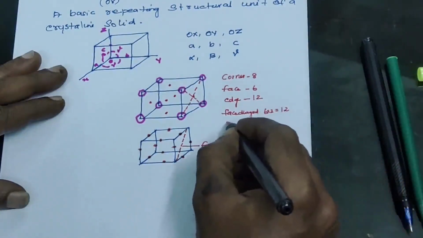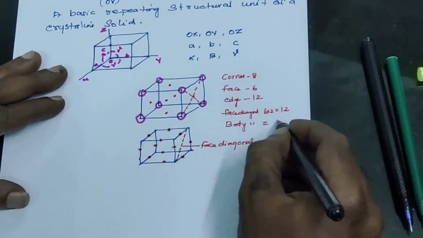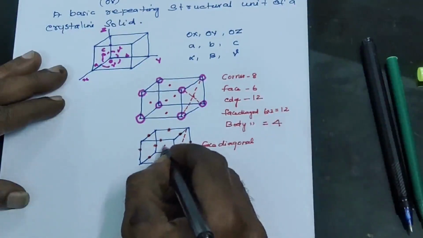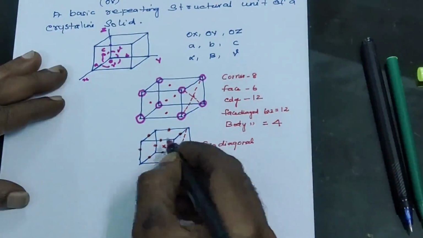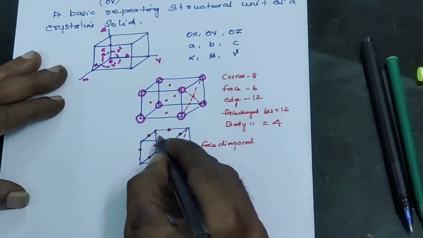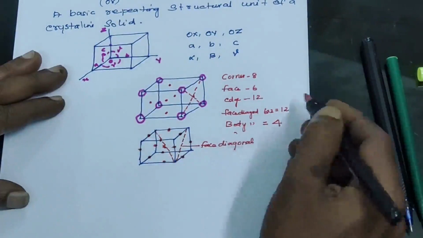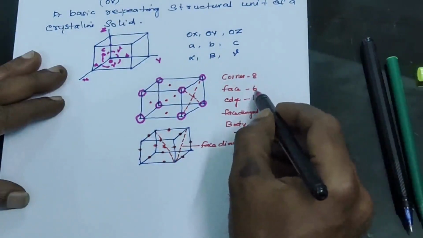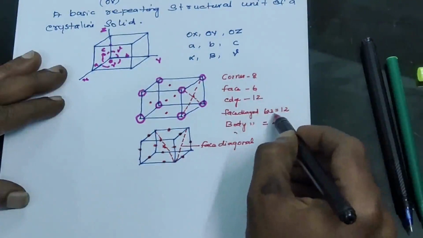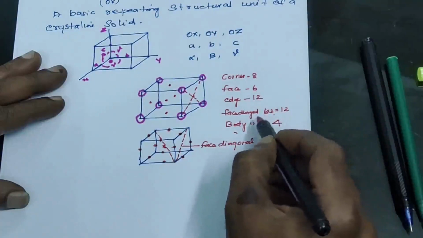Then body diagonal. Total body diagonals 4. This is the body center, and this is a body diagonal. Body diagonals totally 4. So corner 8, face 6, edge 12, face diagonal 12, body diagonal 4. So do not mug up.